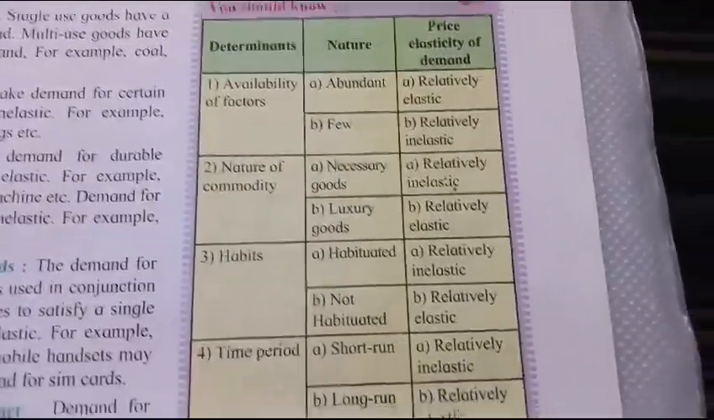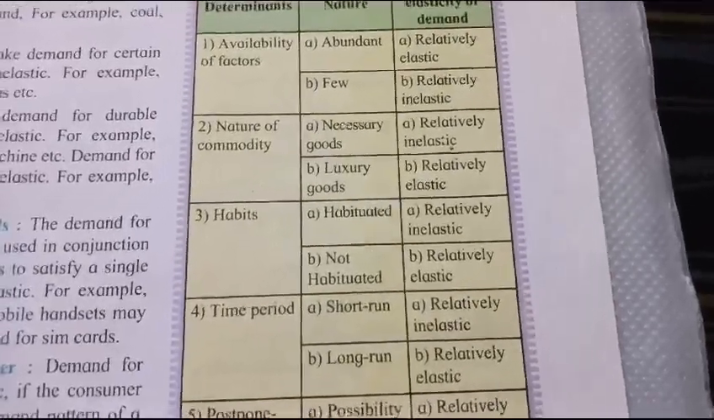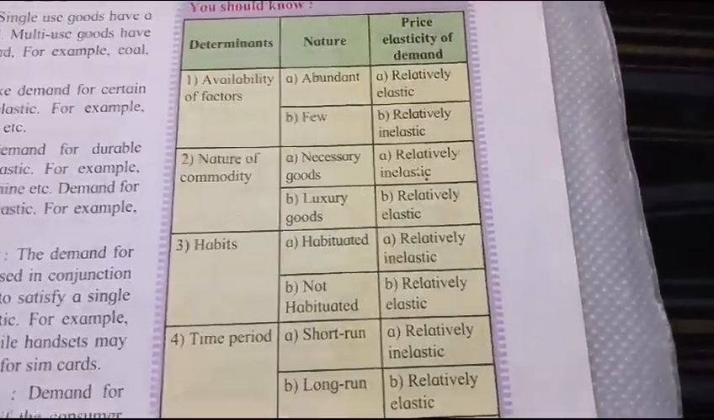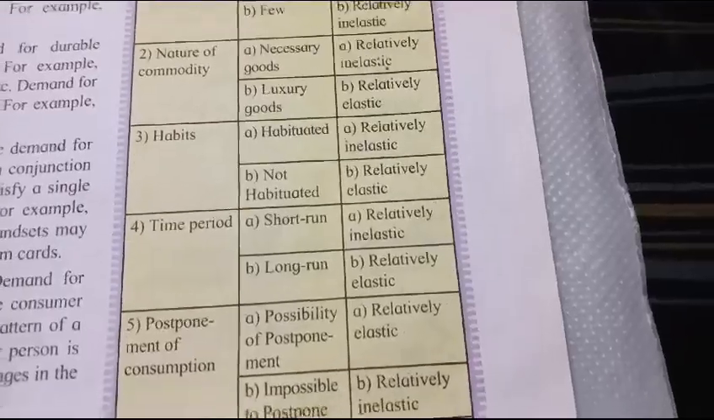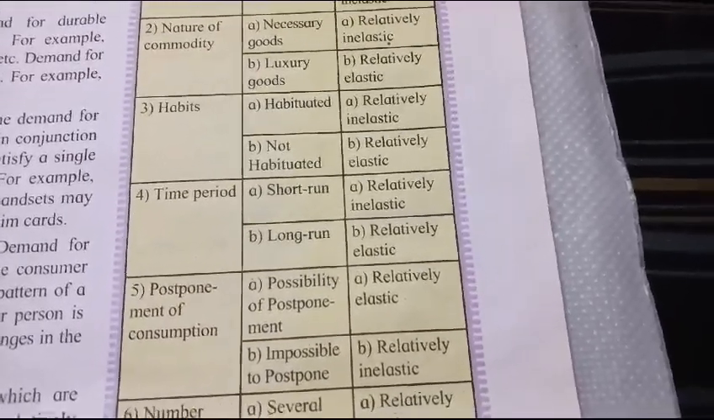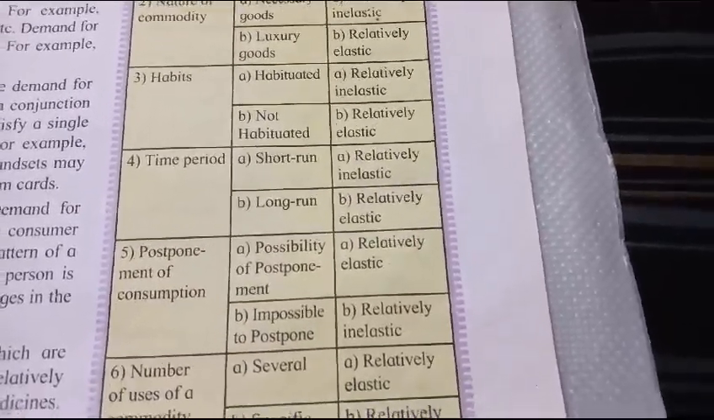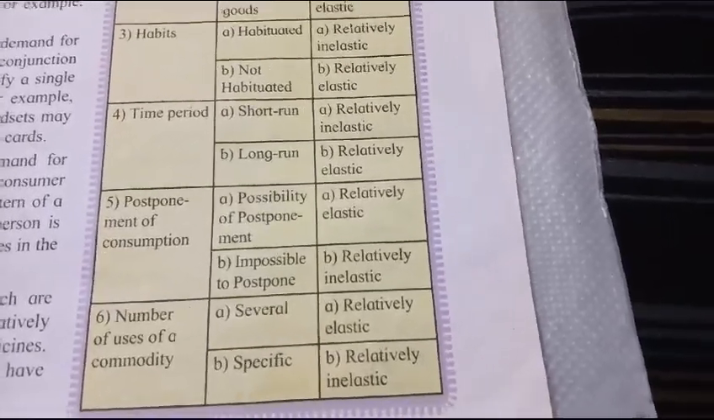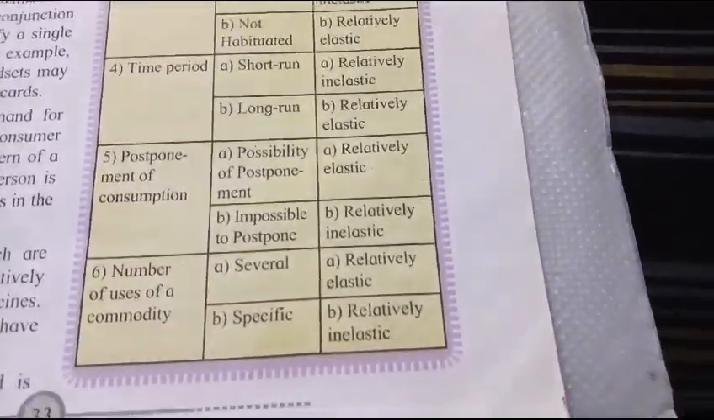You should know the determinants of price elasticity of demand. First, availability of factors. Abundant, relatively elastic; few, relatively inelastic. Second, nature of commodity. A. Necessary goods. B. Luxury goods. A. Relatively inelastic. B. Relatively elastic. Third, habits. Habituated is relatively inelastic, not habituated is relatively elastic.